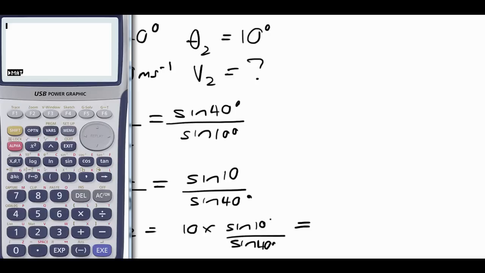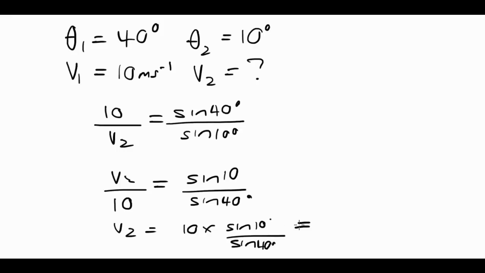Okay, grab the calculator out. 10 times the sine of 10 degrees divided by the sine of 40 degrees gives us an answer of 2.7 meters per second. Just to confirm that we're on the right track, 2.7 was our V2, our V1 was equal to 10.